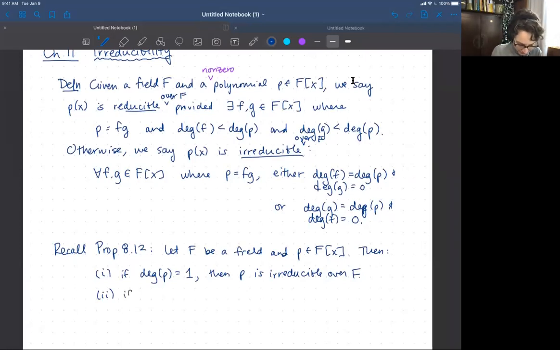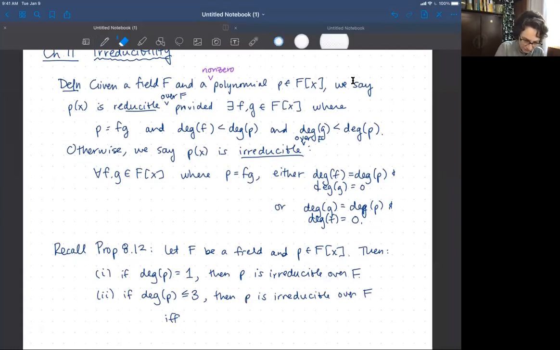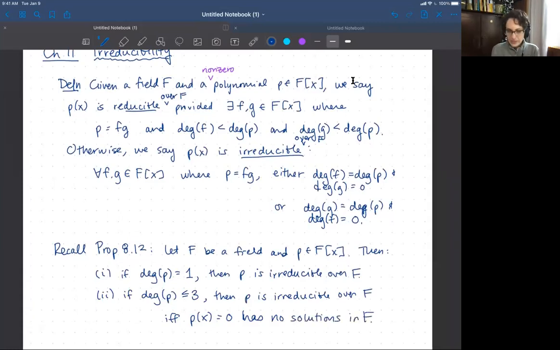So if the degree of P is less than or equal to 3, which is going to subsume the degree equals 1 case, but it's okay, then P is irreducible over F if and only if P of X equals 0 has no solutions in F. Right, that's saying that there are no roots of this polynomial that belong to the field F.